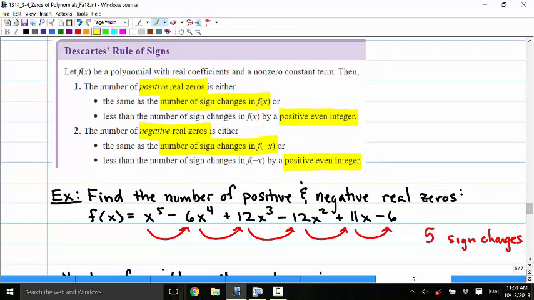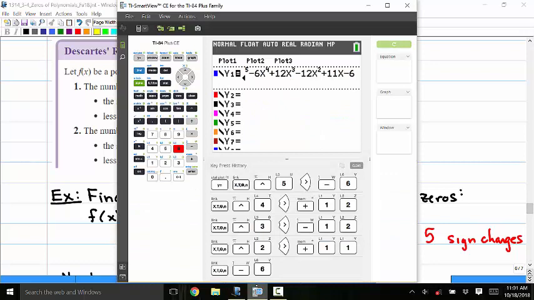The example says, find the number of positive and negative real zeros. There's the polynomial. It's a 5th degree polynomial, correct? And I've told you, since you have technology at your fingertips, what's the first thing you should always go do? Stick it in y equals and graph it, right? So let's go do that. I put it in the y equals. I hit graph.